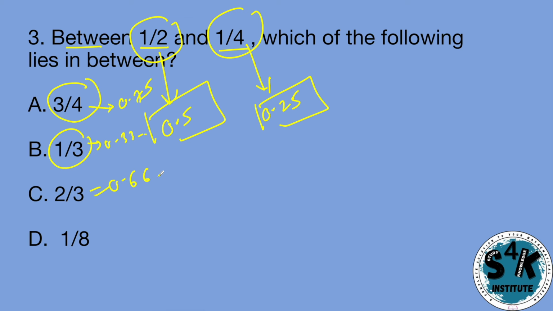So when you convert these numbers, you will get these values. Which number lies between 0.5 and 0.25? The number is 1/3. So that is 0.33, which lies between 0.25 and 0.5.